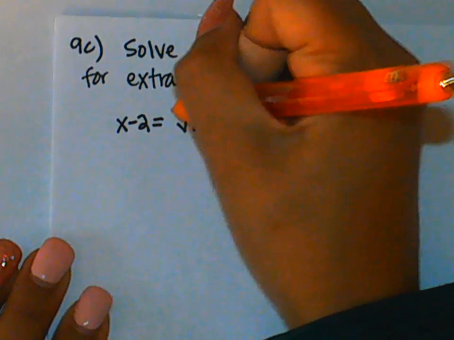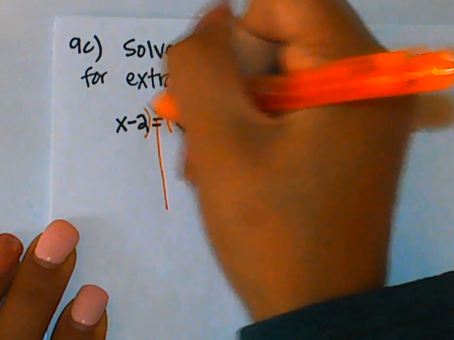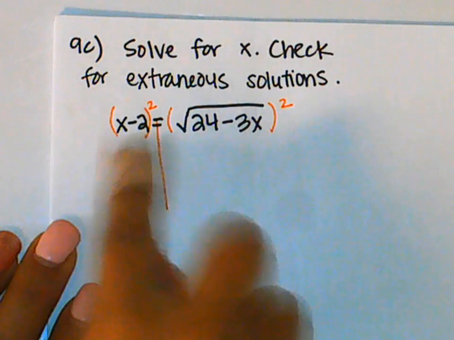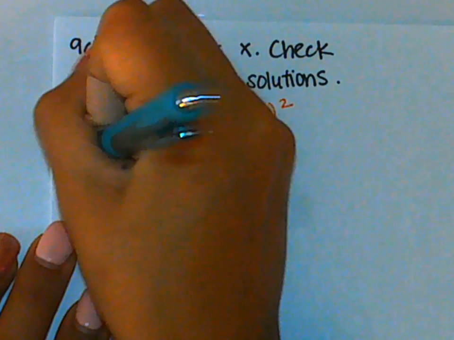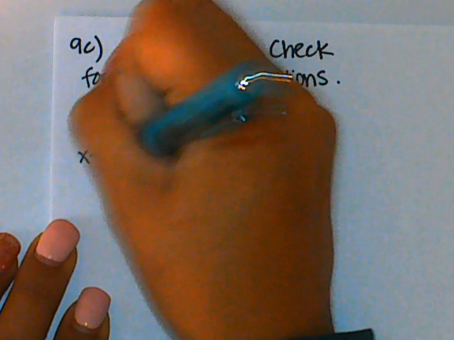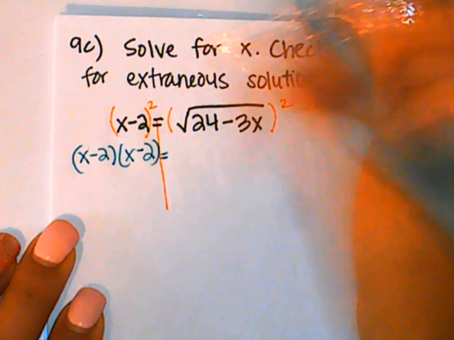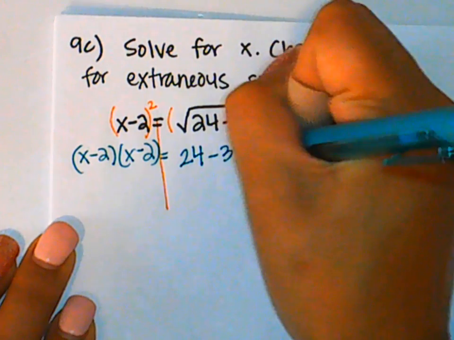In order to get rid of the radical, we need to square both sides. So it looks like this. If I expand this here, that would be x minus 2 times x minus 2 is equal to just the inside, because the radical cancels out, which is 24 minus 3x.